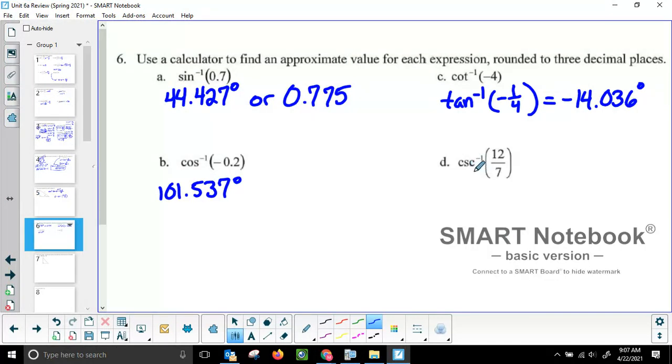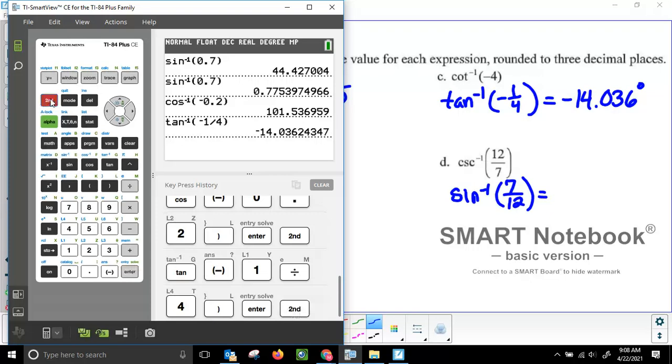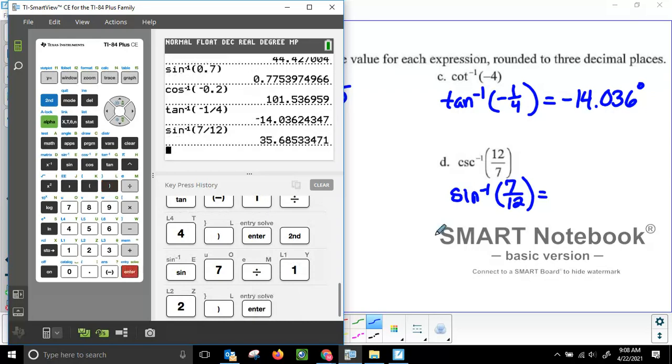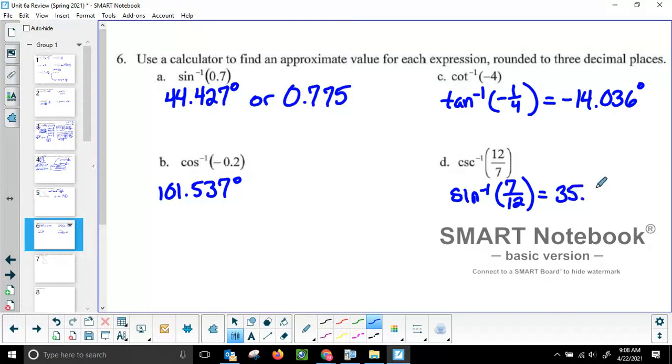Same thing would happen here. We don't have a button on our calculator for cosecant. What is cosecant's reciprocal? Sine. So we just do inverse sine, and then we take the reciprocal of this, so 7 over 12. So that's what we're going to be plugging into our calculator. 0.685 degrees. And that's it. So that's pretty straightforward.